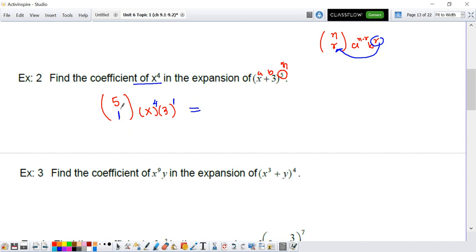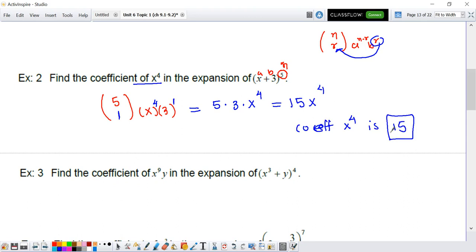Now what do we do? 5 choose 1. Some student says, do we have to use the formula? Do we know 5 choose 1? Given a 5, there are only 5 possibilities. So it's 5 times 3 times x to the 4, and this will give you 15x to the 4. And I would say the coefficient of x to the 4 is 15. You have to declare the answer separately. You can't just stop here. You have to declare that the coefficient is 15.